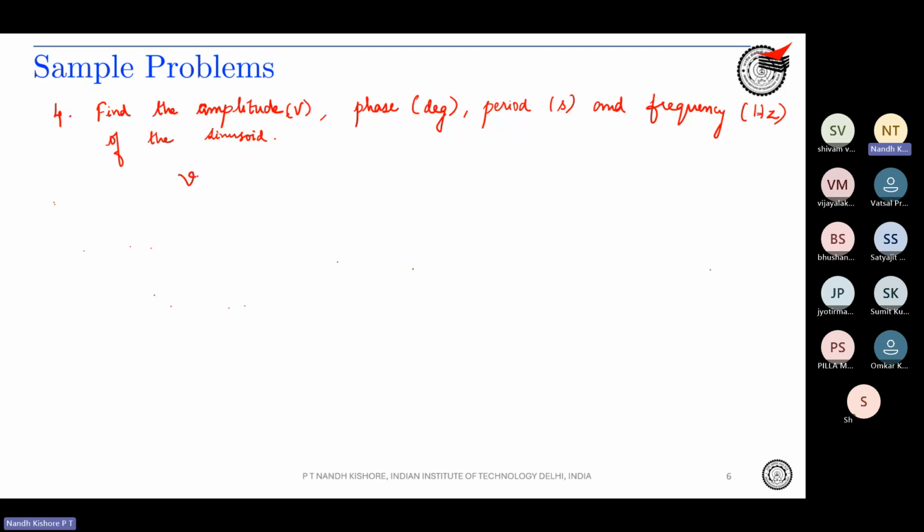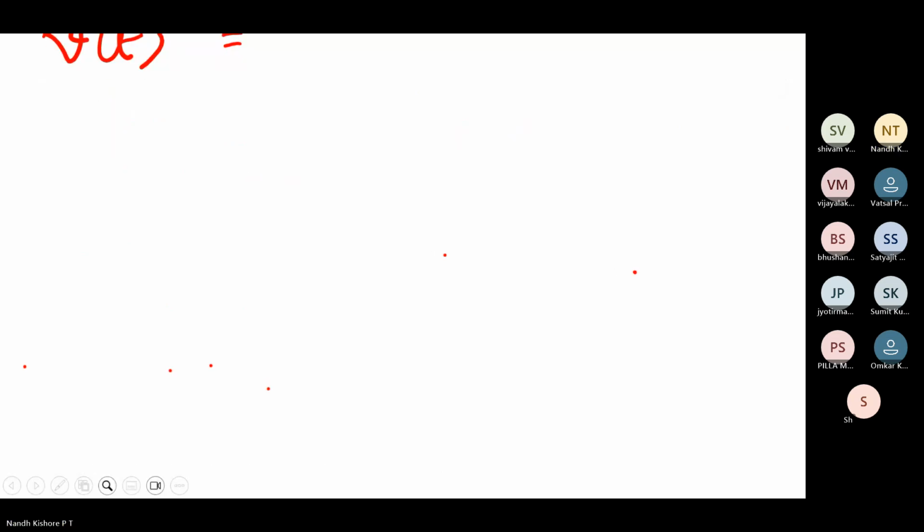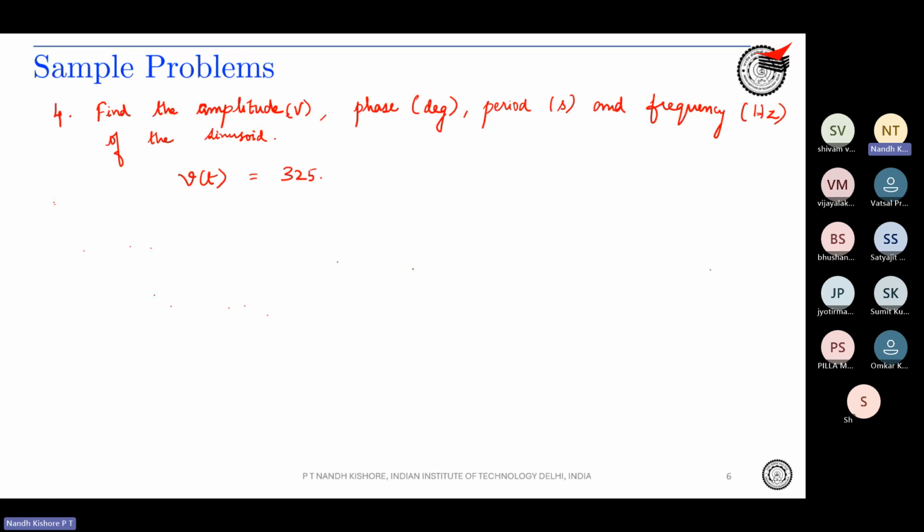So the given sinusoid is v of t equals 325.6 cos(314 t + 120 degrees) volts. So this is the sinusoid, and we have to find out the amplitude, phase, period, and frequency.